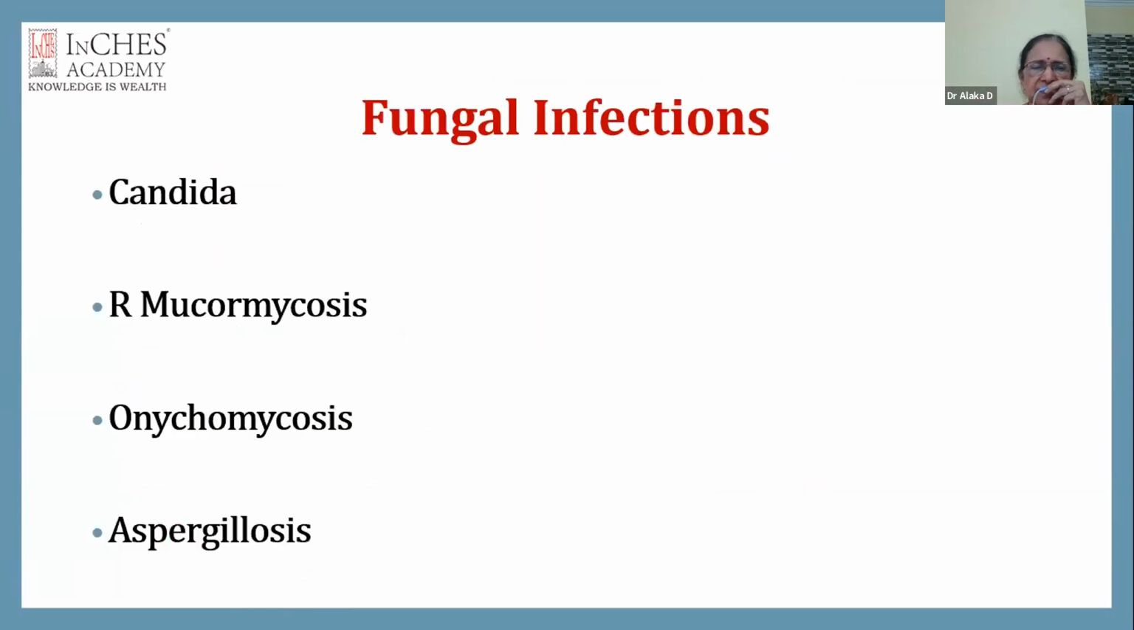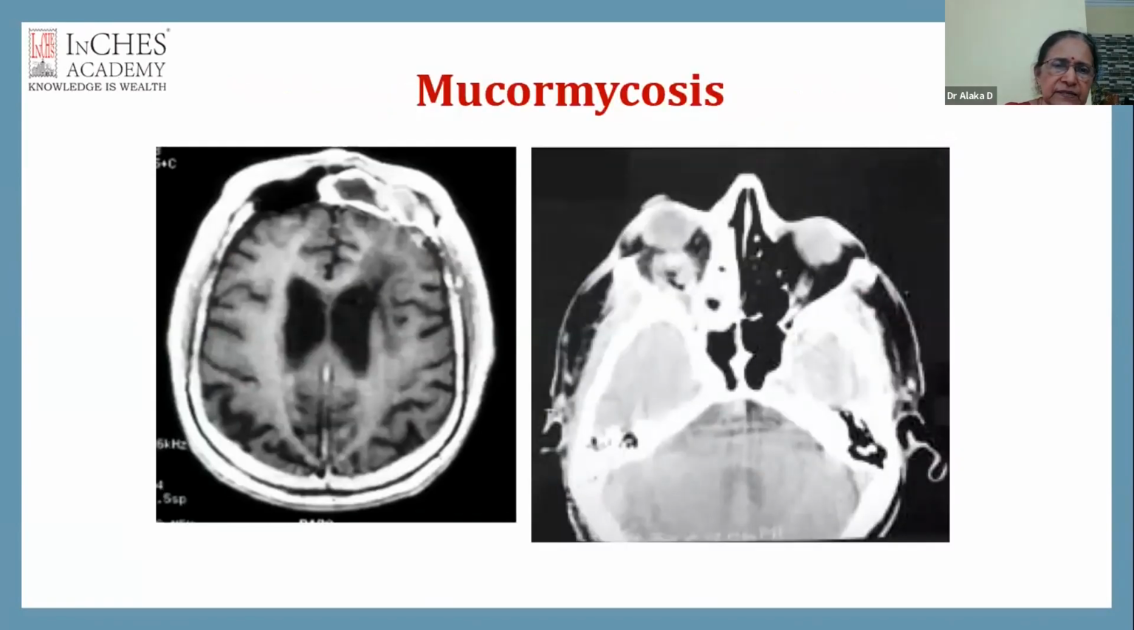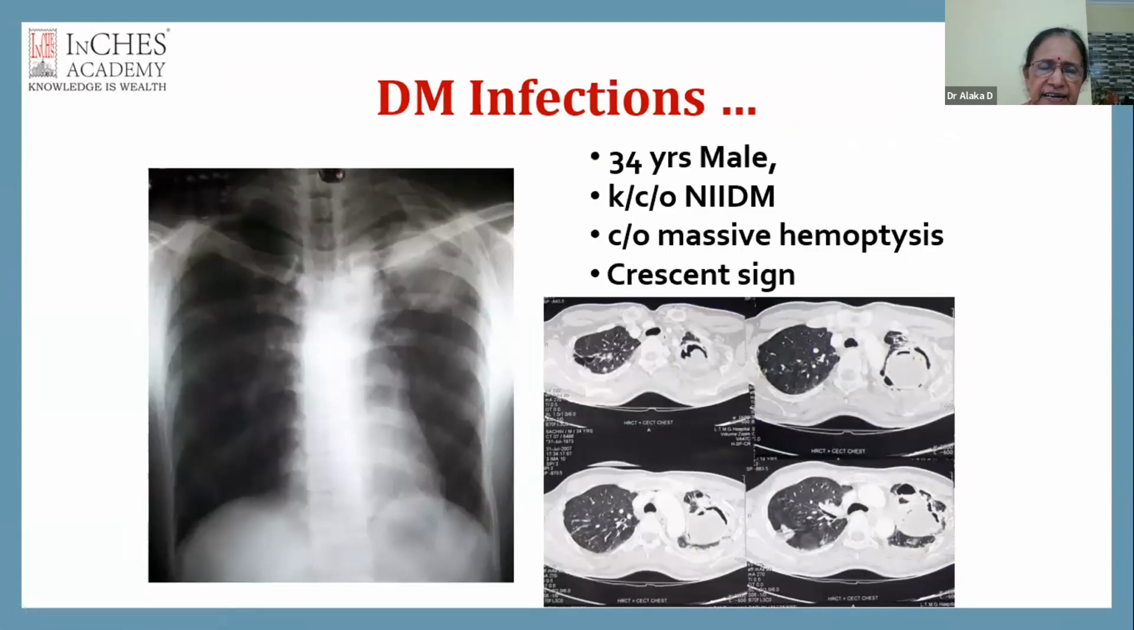Coming to the fungal infection, these are now opportunistic infections because diabetes is an immune compromised state. Candida is very common, mucormycosis, onychomycosis, and aspergillosis. And see, this is rhinocerebral mucormycosis. It starts from the nasal septum, nasal sinuses, and goes on involving the orbit, and then it enters, as you can see, the intracranial cavity, and this is how it is spreading. Okay, a very devastating condition. We have to treat it with amphotericin and other antifungal drugs.